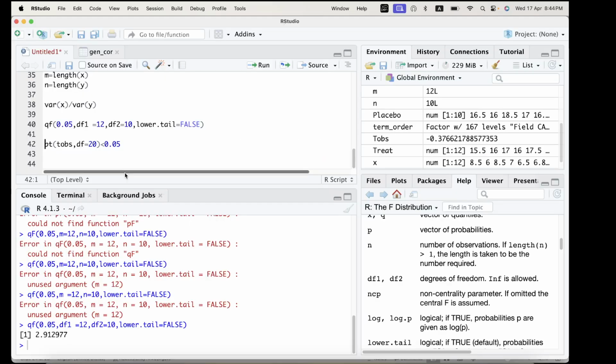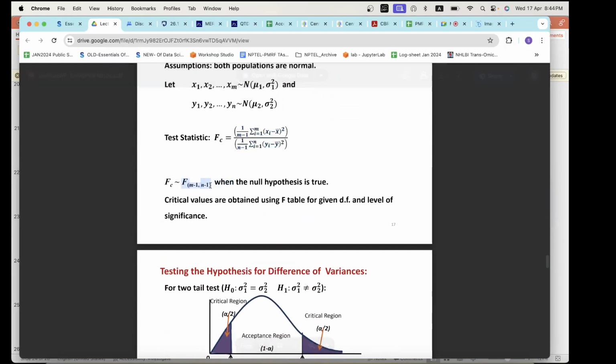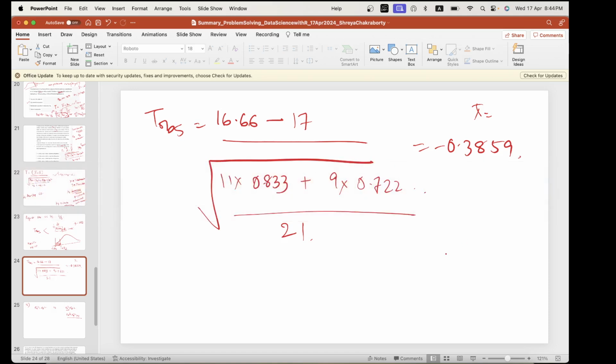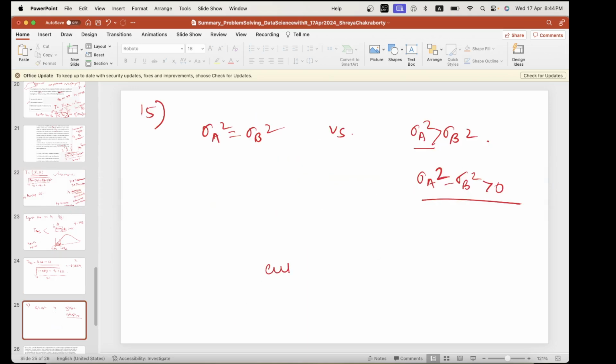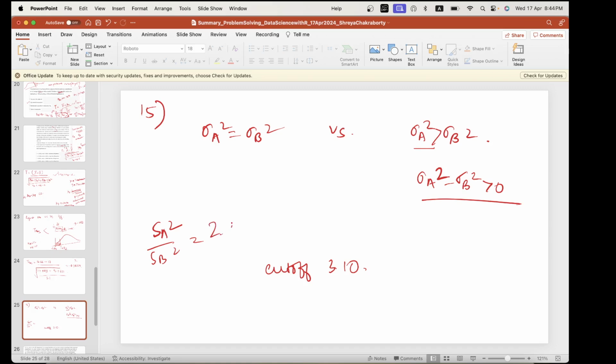Oh, yes, that we have to do. m minus 1, sorry. This is m minus 1, this is n minus 1, because that is the cutoff, right? m minus 1, n minus 1. So this is 3.10 in that case. So the cutoff is 3.10, and SA square by SB square is 2.85. Since this is less than the cutoff, we do not reject.